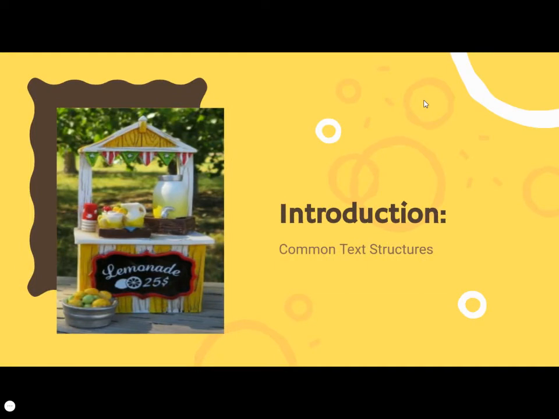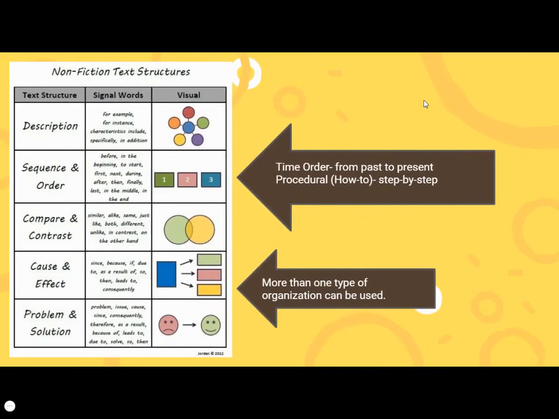Introduction: Common text structures. Here are some common text structures of nonfiction. These graphic organizers can help you see how writing is organized. In true stories, such as biographies, authors usually organize ideas by time. The story moves from the past to the present. In writing that tells you how to do something, the author gives step-by-step directions. Authors of nonfiction sometimes organize ideas by main idea and supporting details.